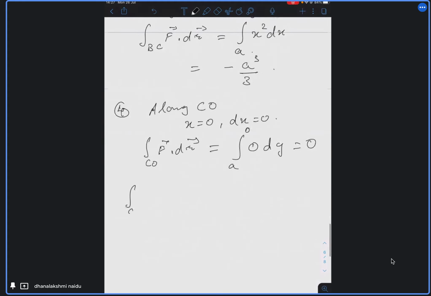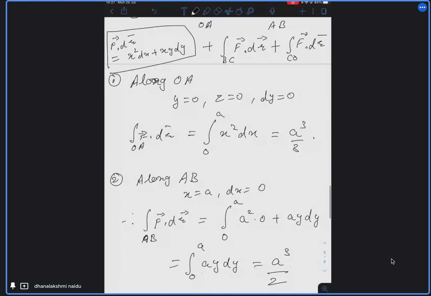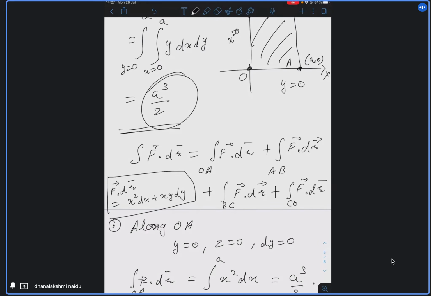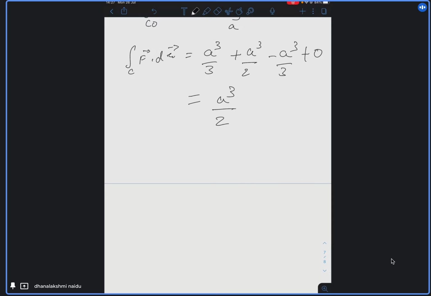So adding them, you will get f bar dot dr bar. The first value, I think, was a cube by 3. Second value was a cube by 2. Third value is minus a cube by 3. Fourth value is 0. So overall a cube by 2 you have got. Now is it the same answer? Yes, ma'am. So it's the same answer. So hence the verification. Hence verified the Stokes theorem you can write. Understood all of you? Yes, ma'am.